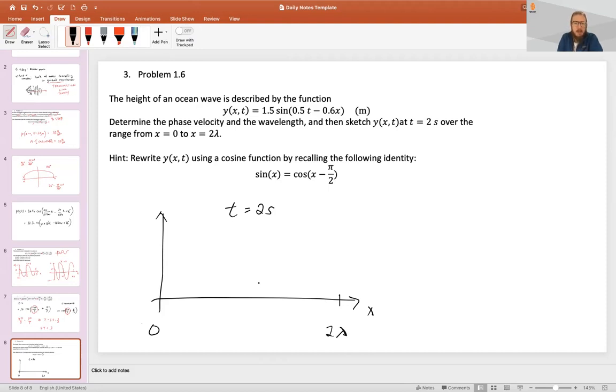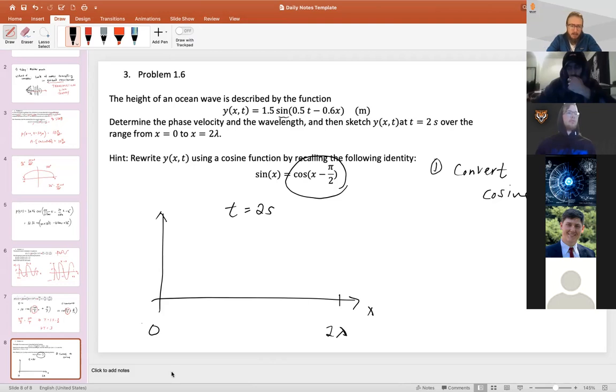We want to sketch 2 wavelengths of the wave. Okay, now one thing, right? We were given this wave in a sinusoid form, but the cosine is what we're used to giving the wave identity in. So you should convert this from the sine form into the cosine form. All right, so first, convert this to a cosine wave. So let's do that first. Give you a few minutes to work on converting this into a cosine wave.